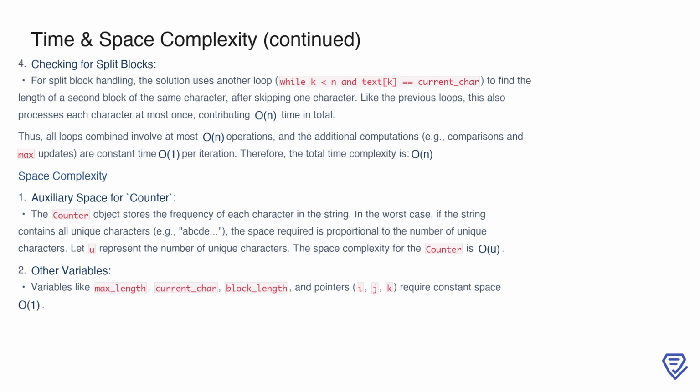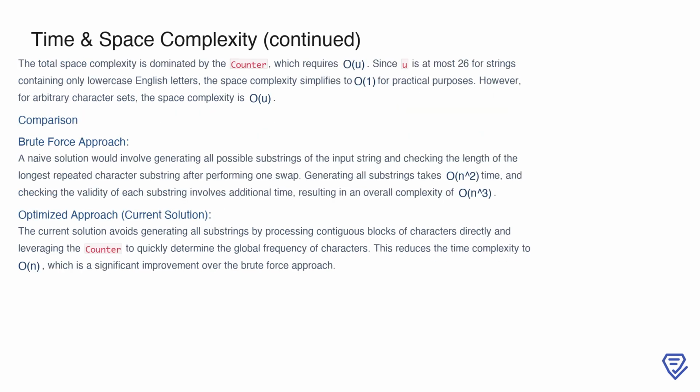Shifting focus to space complexity, the Counter object used to store character frequencies requires space proportional to the number of unique characters in the string. If U represents the number of unique characters, the space complexity of this step is O(U). The total space complexity of the solution is primarily determined by the Counter object, which needs O(U) space to store the character frequencies. For strings containing only lowercase English letters, the maximum number of unique characters is 26, so the space complexity simplifies to O(1) in practical scenarios. However, for strings with arbitrary character sets, the space complexity remains O(U).